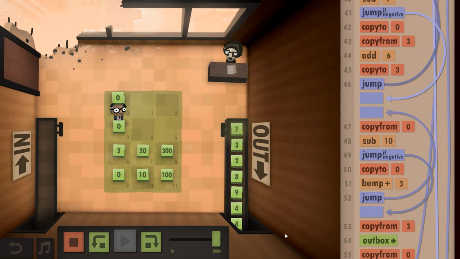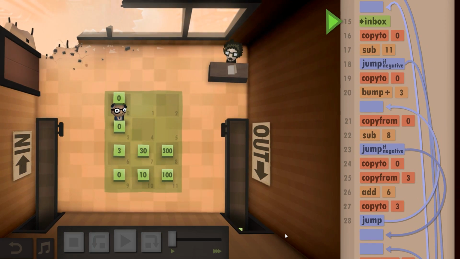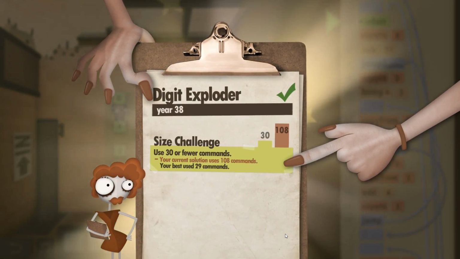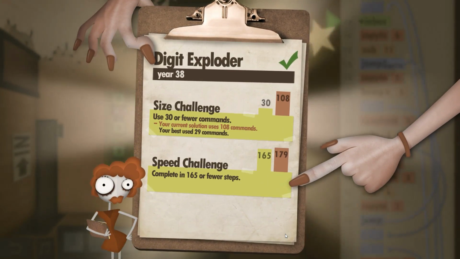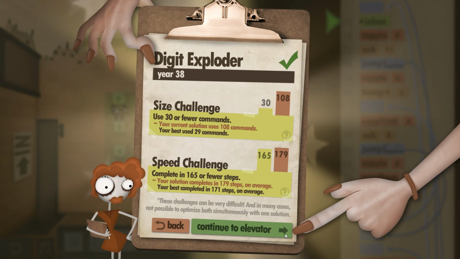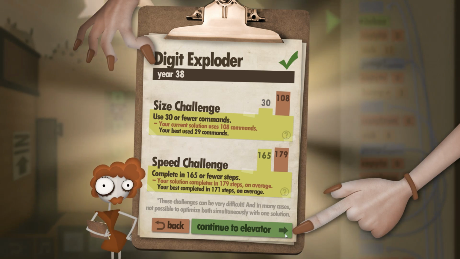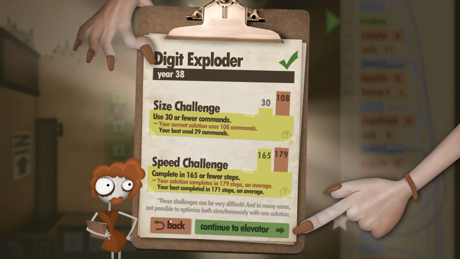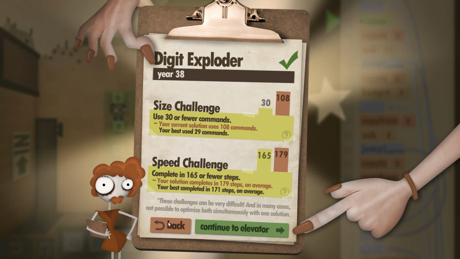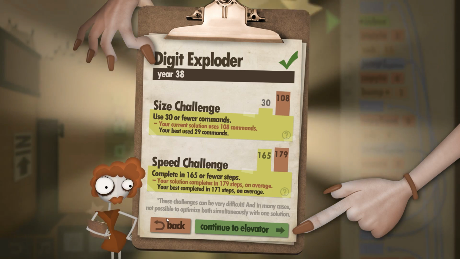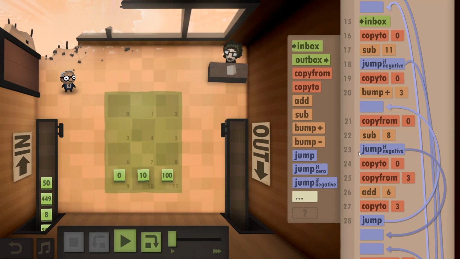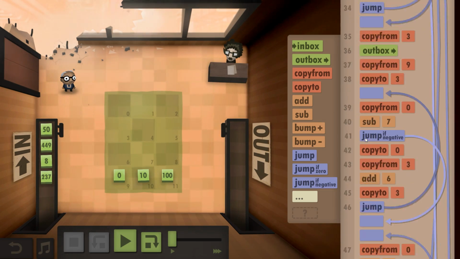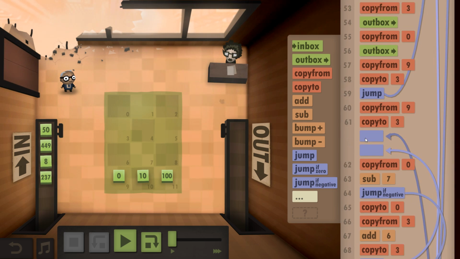I don't know how much I'm saving here though. Maybe 2 or something? I don't even know. What? That's more steps? Really? How? What? How is that more now? That's so weird. Because I jumped back up here.